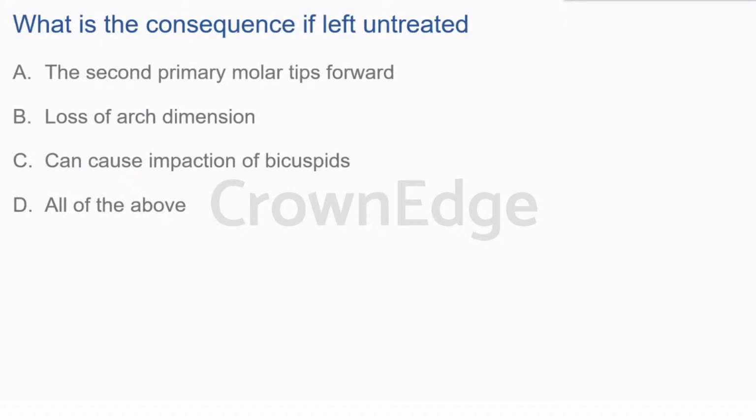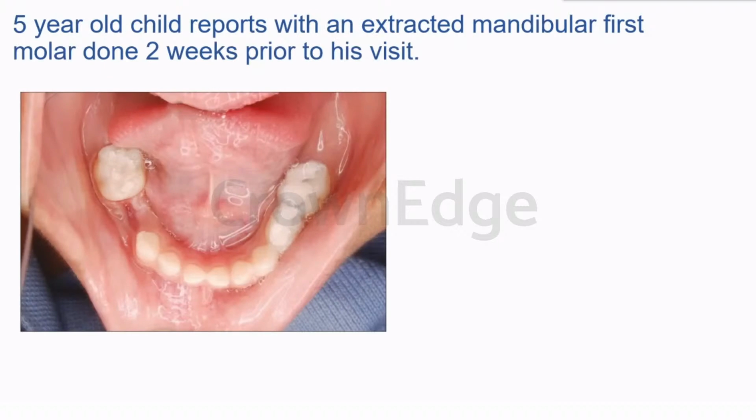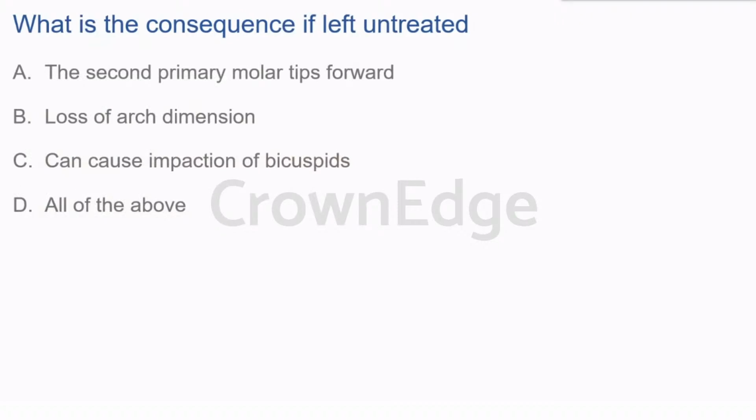Okay, so option D, all of the above, will be our right option for this question. You need to remember there are certain consequences for each tooth: for first primary molars, for second primary molars of the lower arch, for the canines, and similarly for the upper arch as well. Each tooth has a certain consequence. So just go through those consequences so it will be easy for you to answer such picture-based questions. Okay, let's move on to our next question.